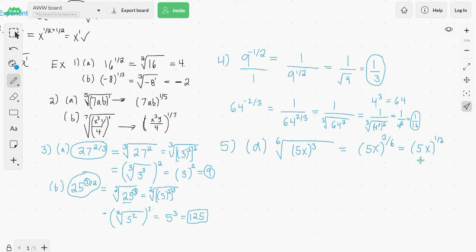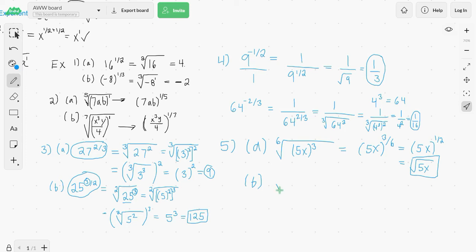And let's just go ahead and bring this back to radical land. This is the same thing as the square root of 5x. And that's basically as simplified as we can write it. Awesome. Let's look at another example.